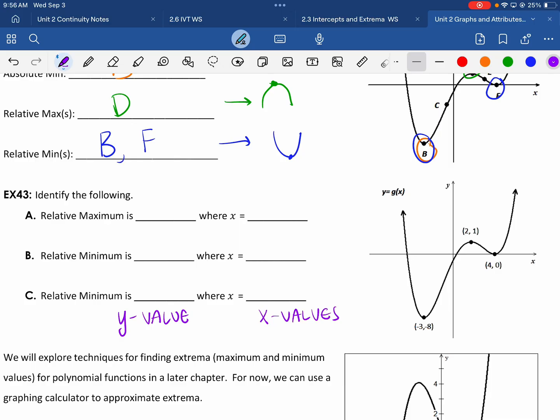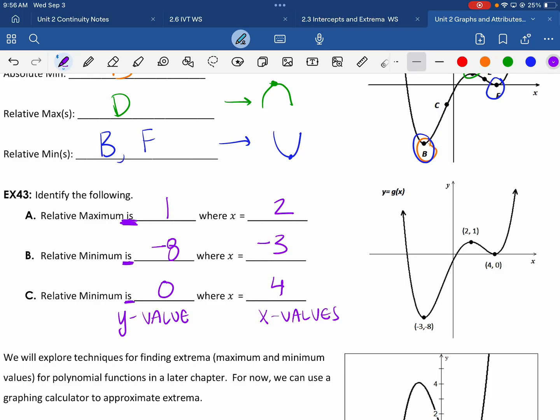Okay, so the relative minimum is, maximum, the relative maximum is what? But which one would be the maximum? 1, and it's at x equals 2. One of your relative minimums is -8, and it's at x equals -3. One of your other relative minimums is, and it's at 4.